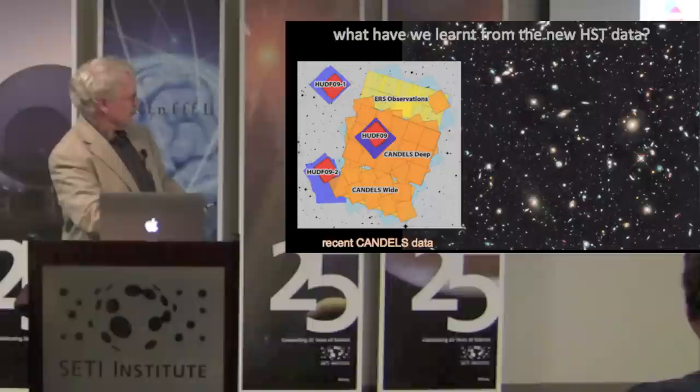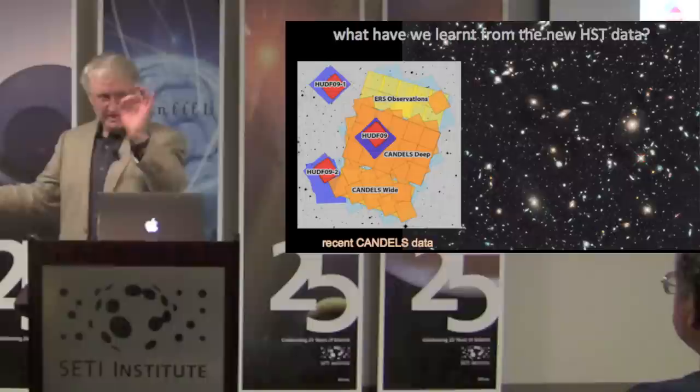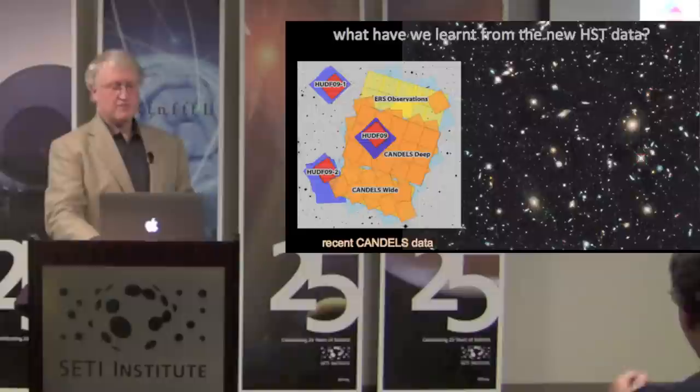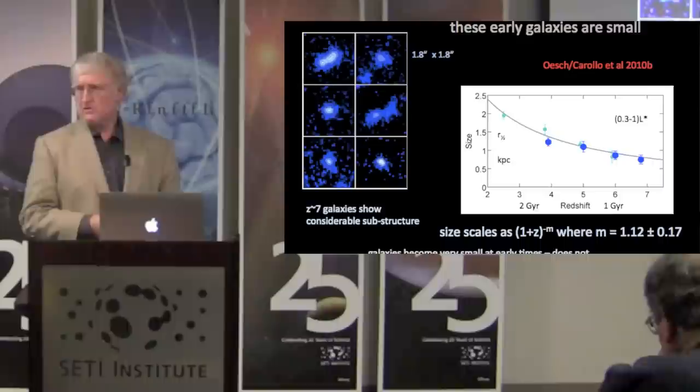The ERS and GOODS observations were intermediate in depth here, and the really deep pinpoint ones are in the Hubble Ultra Deep Field and these two fields over to the side here. So we take all these data together. So one of the things we can simply do is look at them. What do they look like?